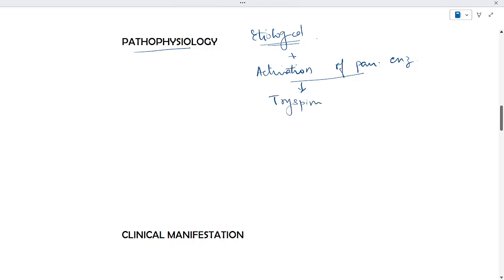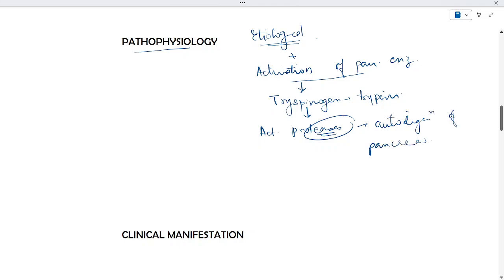If we talk about pathophysiology, because of any of the etiological factors that we have discussed, this will cause the activation of pancreatic enzymes. Because of this activation, it will cause the conversion of trypsinogen to trypsin. Here, the trypsinogen gets converted to trypsin. Now this in turn will activate proteases again, and these proteases will cause autodigestion of the pancreas.